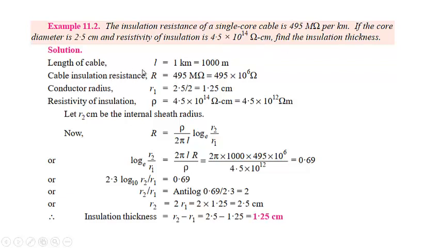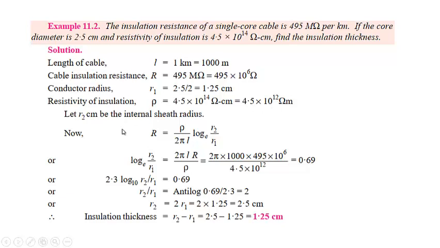The length of the cable L is given to be, because it is per kilometer, 1000 meter. The cable insulation resistance given is 495 into 10 to the power 6 ohms. The conductor radius, that's R1, is 1.25 centimeter, that's 2.5 divided by 2. And the resistivity of the insulation is 4.5 into 10 to the power 14 ohm centimeter. We have to convert it into ohm meter. It will be equal to 4.5 into 10 to the power 12 ohm meter.